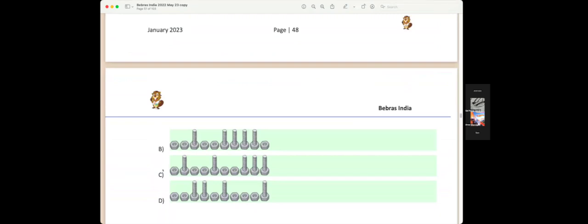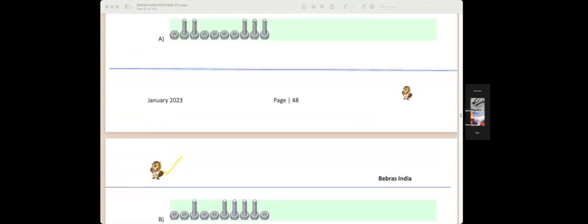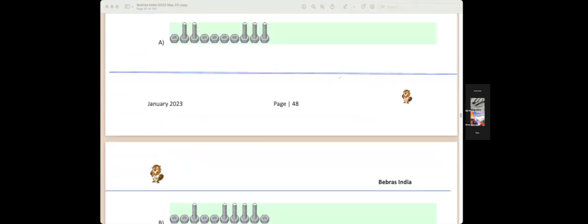So the correct answer is C, because in the first option, the bolt comes before the nut, which will make things go wrong for Peanut, as the first rule says.